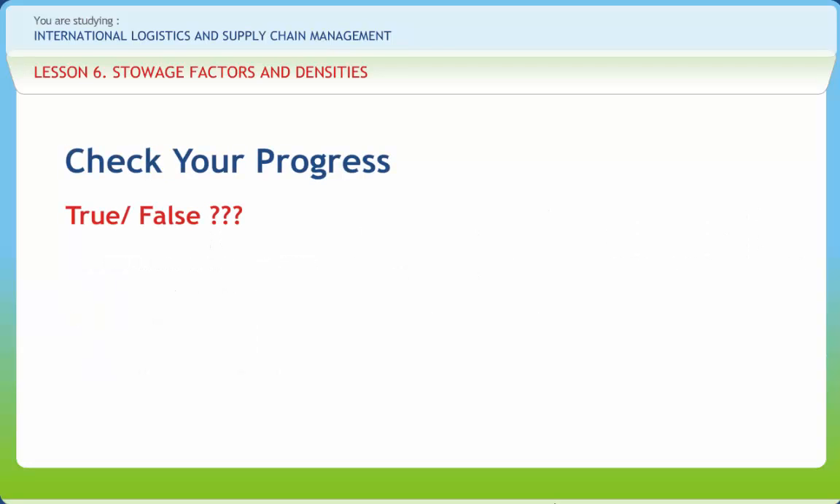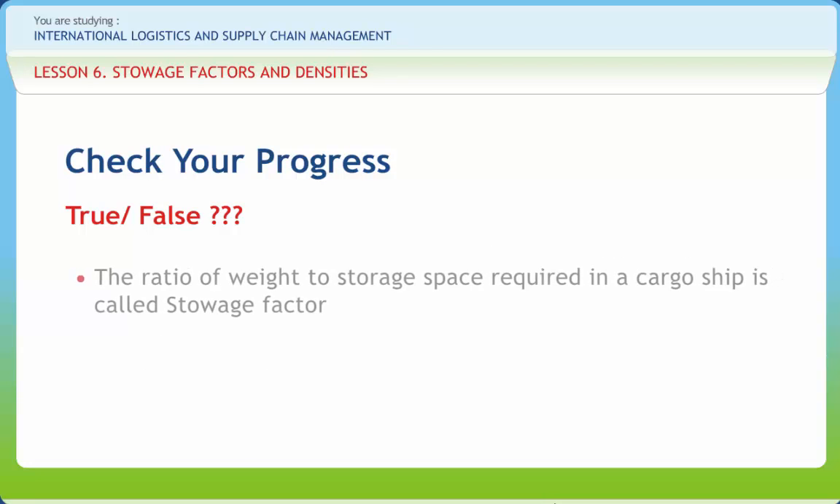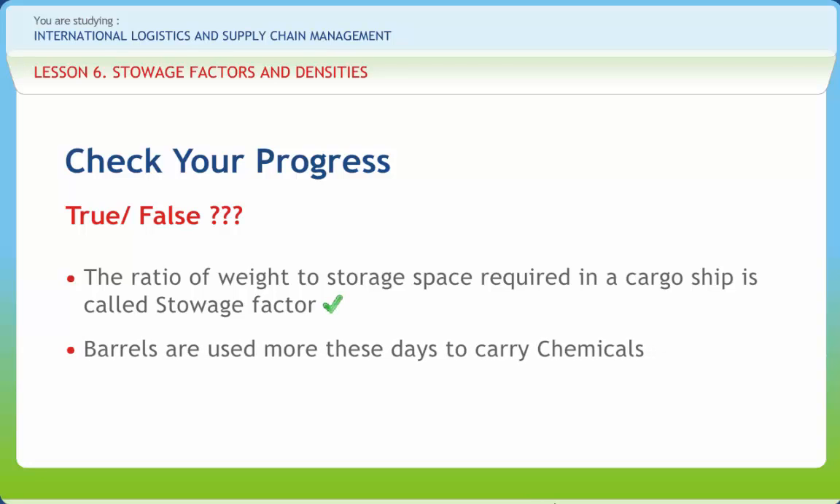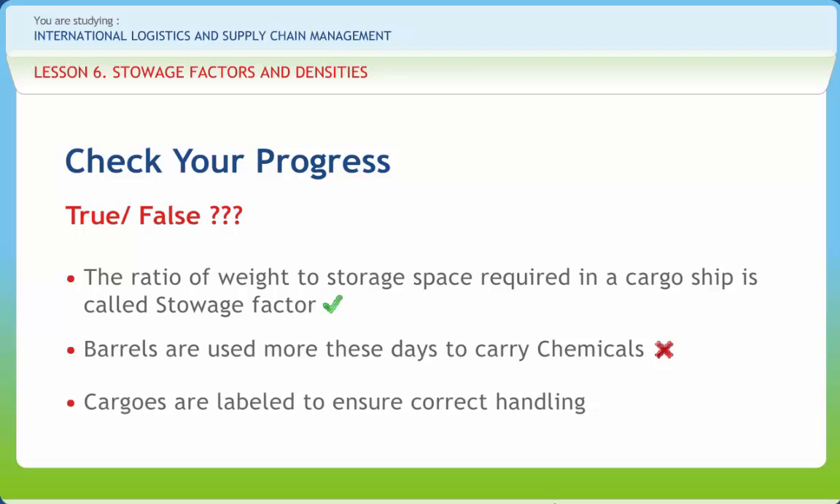Now let us check if we have understood the various concepts discussed in this lesson clearly. The ratio of weight to storage space required in a cargo ship is called stowage factor. Right or wrong? Right. Barrels are used more these days to carry chemicals. Right or wrong? Wrong. Cargoes are labeled to ensure correct handling. Right or wrong? Right.